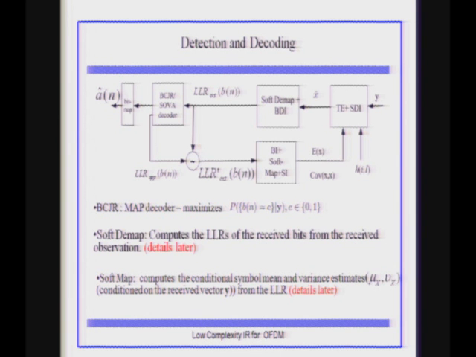So this CJR, in a nutshell, it maximizes this, and the soft demapper computes the LLRs from the symbol estimates. The soft mapper does the reverse: it gets the symbol mean and variance from the LLR values that come out of the CJR.